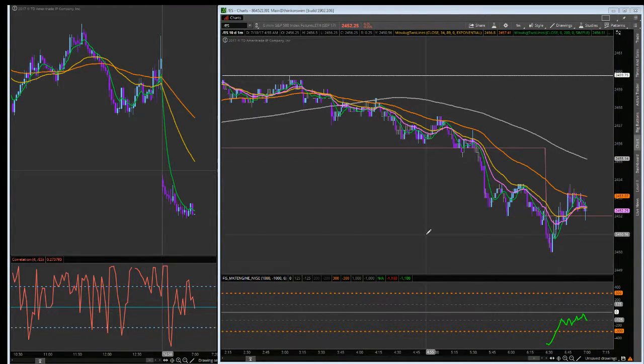Now that's for intraday trading. For swing trading, it's similar, but you change the time frames and the size of the ranges and those kinds of things. The principles still apply, obviously, to larger time frames.